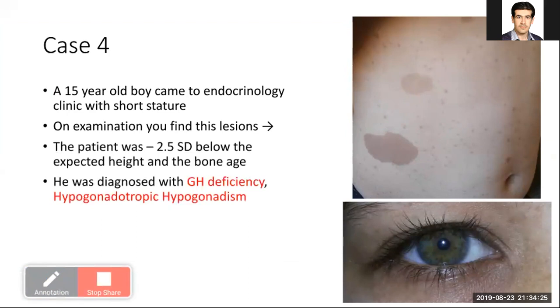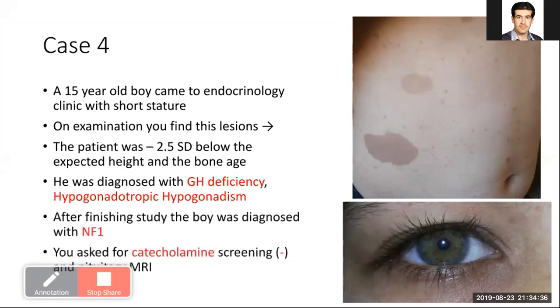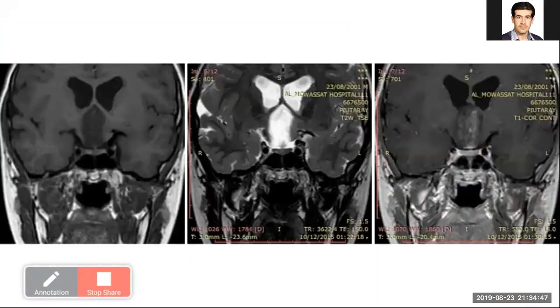And Lisch nodules, and this is Lisch nodules in the iris. The patient was below 2.5 standard deviations of the expected height and bone age. He was diagnosed with growth hormone deficiency and hypogonadotropic hypogonadism. After finishing his workup, the boy was diagnosed with neurofibromatosis type 1. You asked for catecholamine screening. It was negative, and for pituitary MRI, and we see these images.